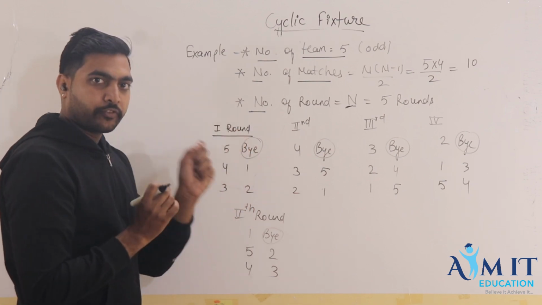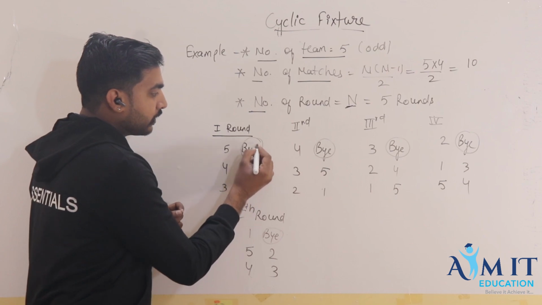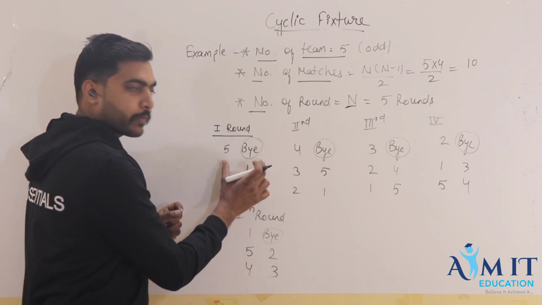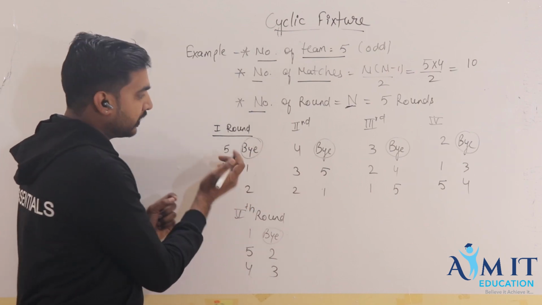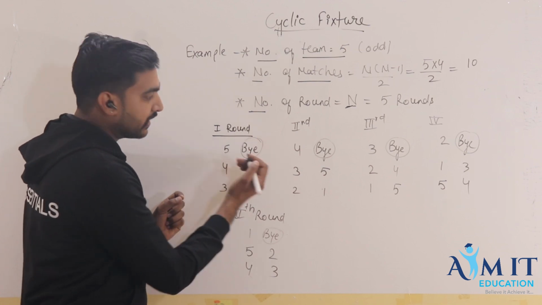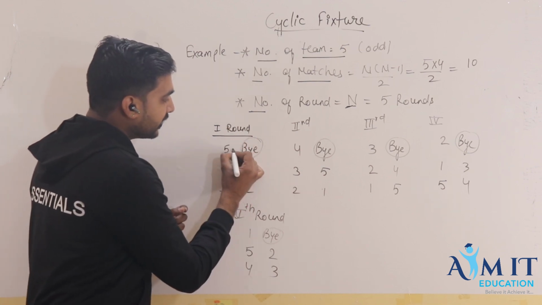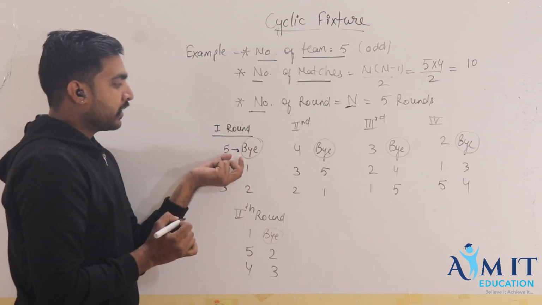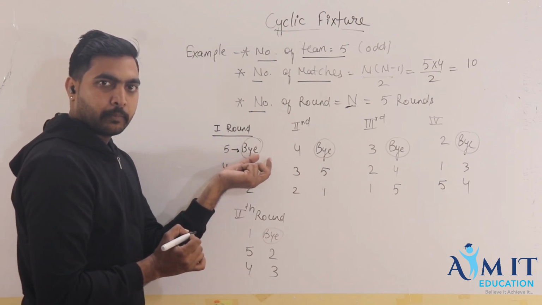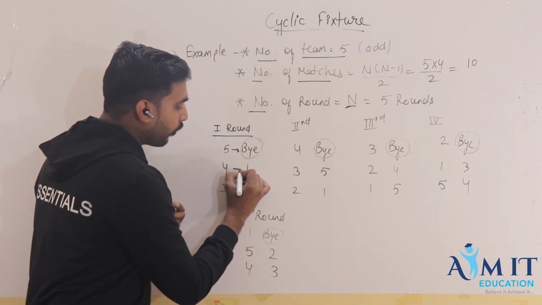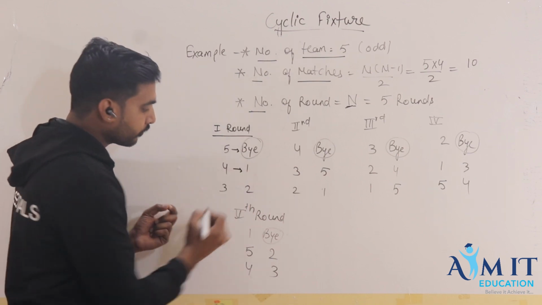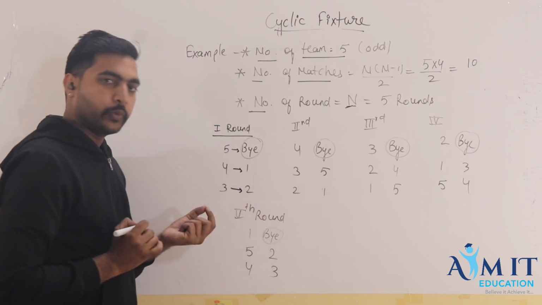Whenever we have an odd number of teams, we always fix the bye. So there is one rule: always place the bye at the top on the right side. This one is the left side, this one is the right side. So at the right side top, always fix the bye. This means in the first round, team 5 will get the bye. Then 4 versus 1 and 3 versus 2. These are the matches.